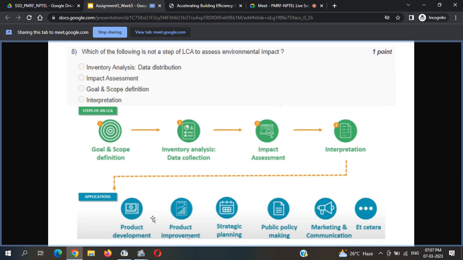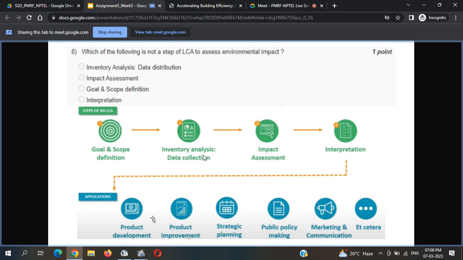So the next question is, which of the following is not a step of life cycle assessment to assess environmental impact? We have 4 options: inventory analysis, that is data distribution, impact assessment, goal and scope definition, and interpretation. So which of the following is not a step of environmental impact assessment related to life cycle analysis? You see, these are the 4 steps which have been mentioned. First is goal and scope definition. Second is inventory analysis, which is data collection, while the option given here is data distribution.